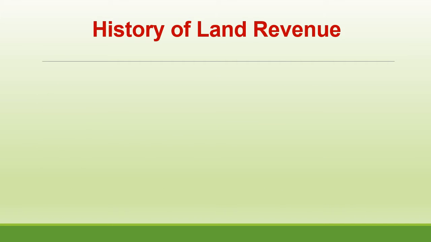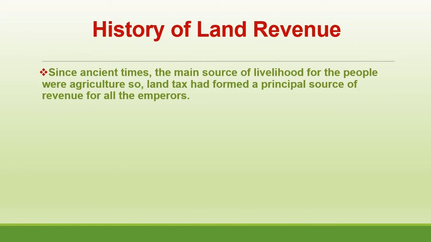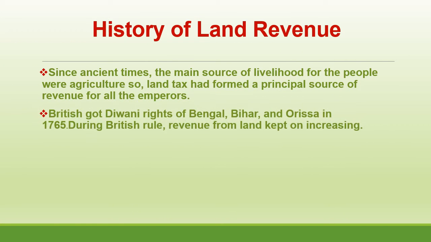Students, we know that India is an agricultural country, and since ancient times the main source of livelihood for the people was agriculture. So, land tax has formed a principal source of revenue for all the emperors. British got Diwani right of Bengal, Bihar, and Orissa in 1765. During British rule, revenue from the land kept on increasing.